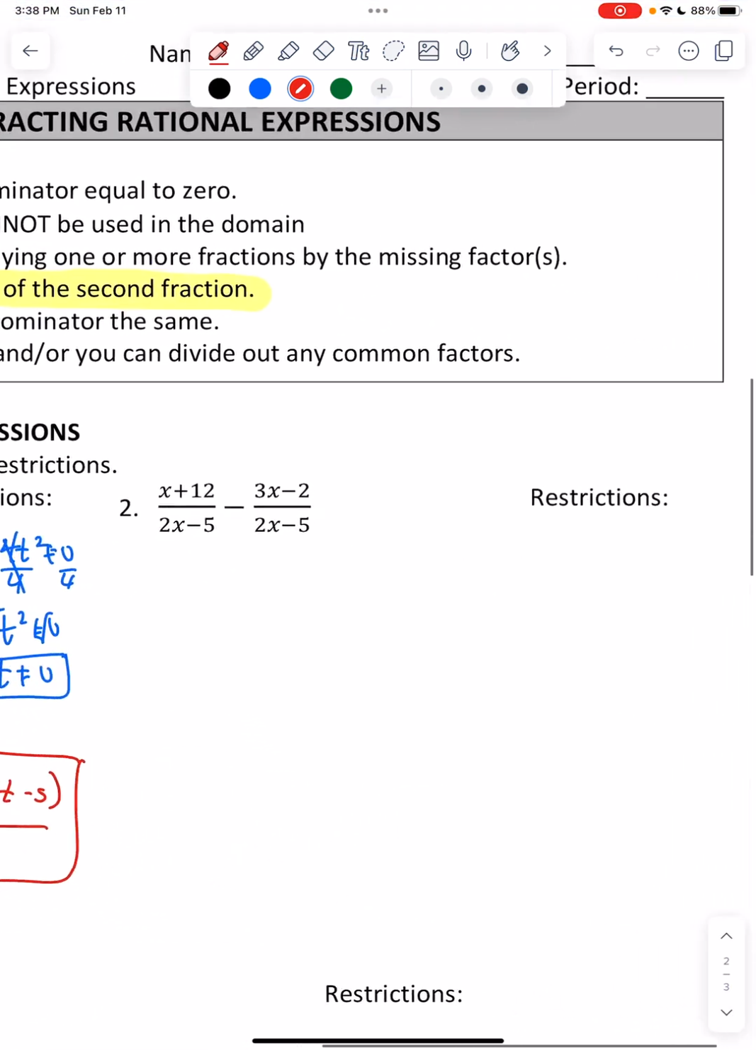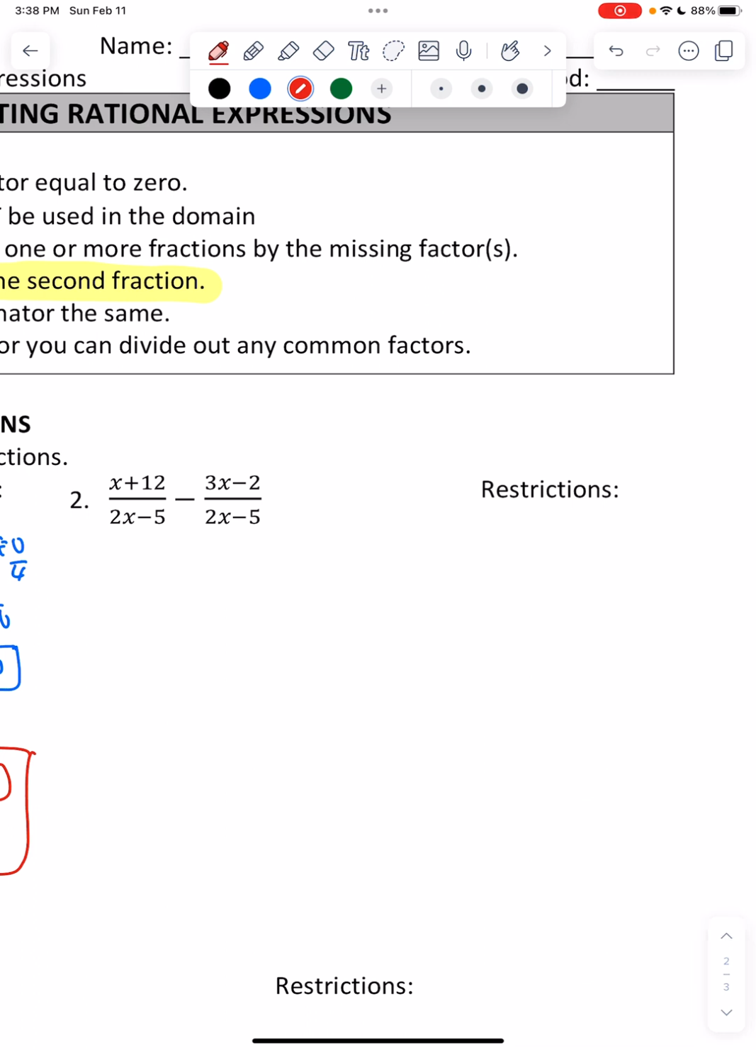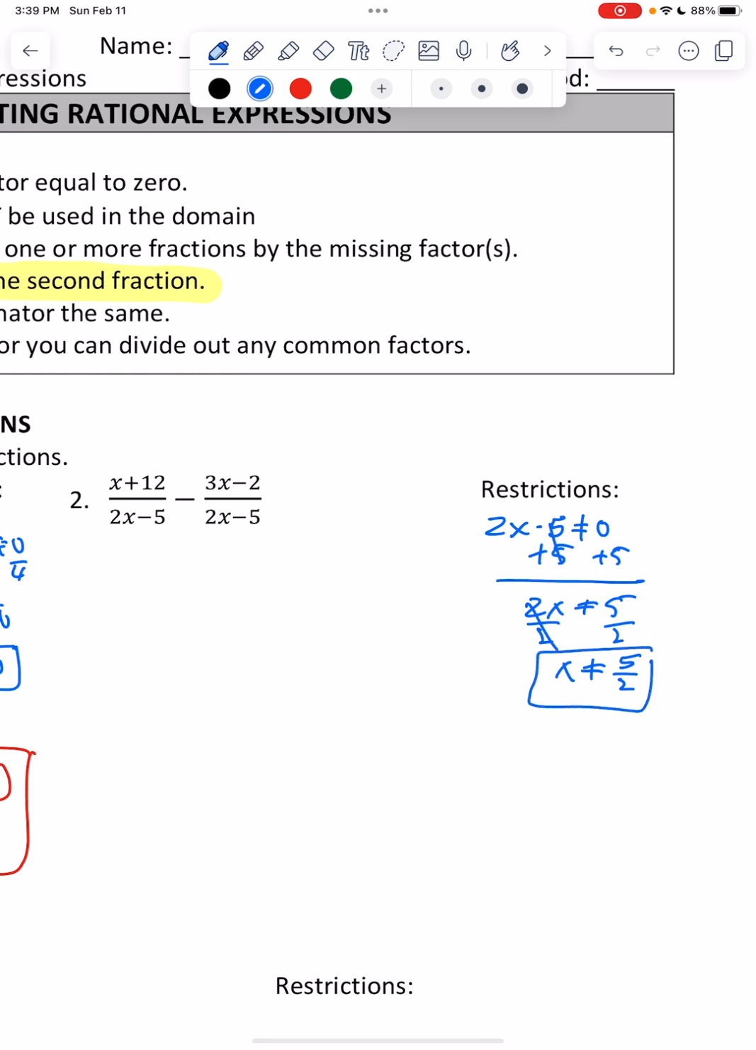Now, number 2. Okay, nothing to factor here. No GCFs, anything like that. So restrictions, we take those denominators, which are the same thing, so we only need to do it once. Solve. So add 5. Divide by 2. So our restriction is that x cannot be 5 over 2. And then, again, the denominators are already the same, so we can go ahead and combine the tops. So x plus 2 minus this whole thing.